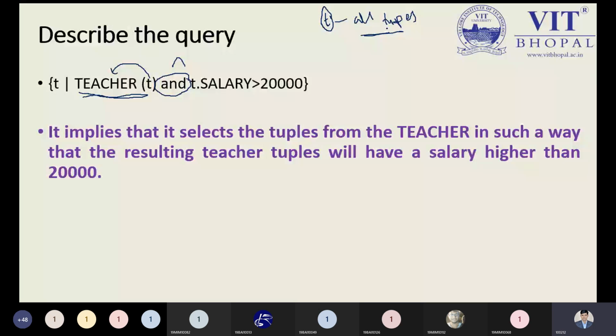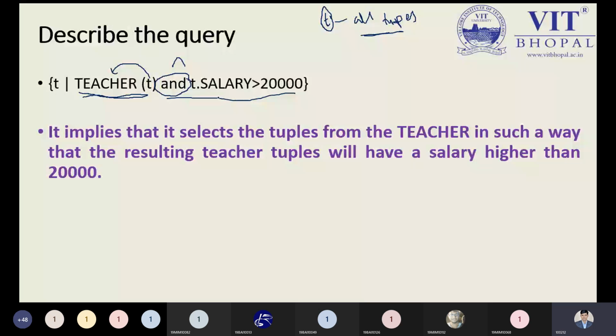If I'm not using the AND or T dot salary greater than 20,000 part, and I use only this syntax, then it will display the list of all the tuples. But I have a condition. I have used the AND operator, by which I have defined that I need to display only those teachers' records whose salary is more than 20,000. So this is my predicate.